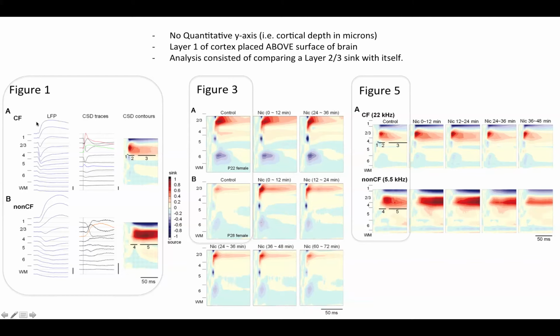Now, I'm going to analyze the data from figures 1A, 1B, 3A, 3B, and 5A. And before I really get into everything, I want to take a quick tour of figures 1A and 3A and 3B.